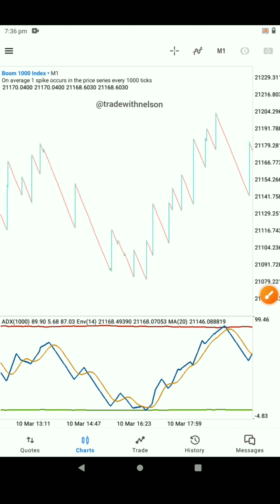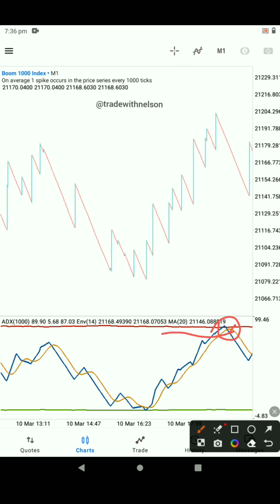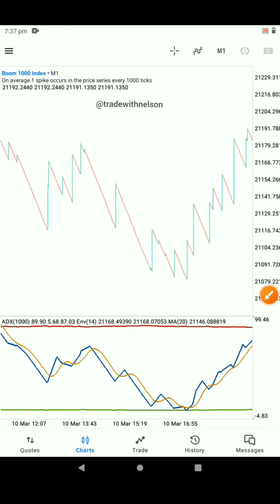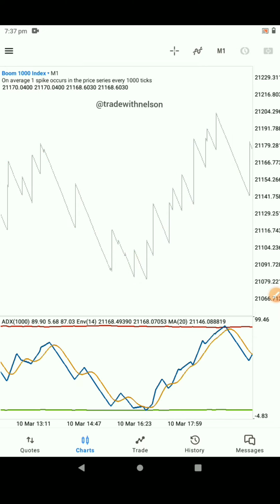Then we hold our trade until it enters into the red level. Or you can also cash 3 spikes. First spike, second spike, and third spike, and close your trade. Or you can wait until it enters into the red level. So let me show you one more example before we go to the crash market.